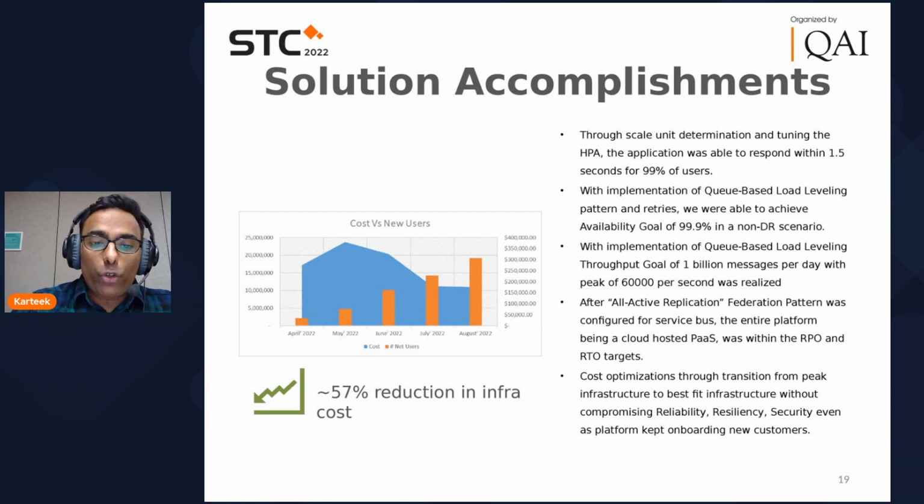And as the graphic shows, when we started off in production, the entire cost of infrastructure was very high. Through scale unit determination and these optimizations, we were able to reduce the infra cost by 57%. At the same time, the active users on the system kept growing. Traditionally, with active user growth, the infrastructure keeps on growing. But in this case, we were able to bring the cost and the size of infrastructure down. It means we were able to optimally use the available infrastructure.